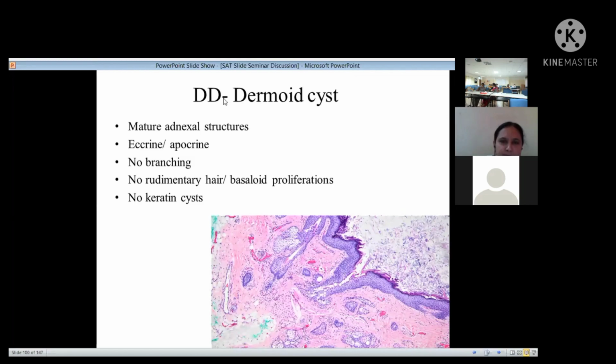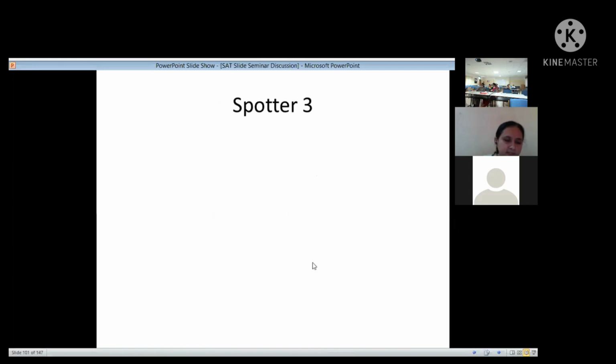So a few people may consider a dermoid cyst as a differential diagnosis, but in the case of dermoid cyst, the structures which are arising from the wall are mature adnexal structures, and along with the hair, they have sebaceous glands and eccrine and apocrine glands. There are no rudimentary structures, no basaloid proliferations, and no keratin cysts in the case of dermoid cyst. So that was about trichofolliculoma with panfollicular differentiation.